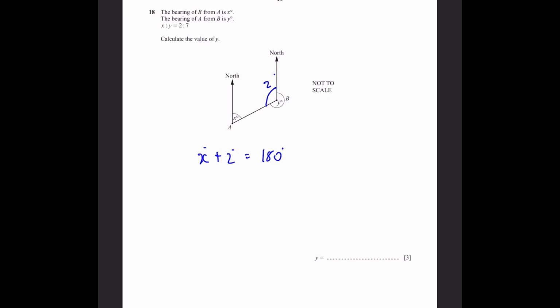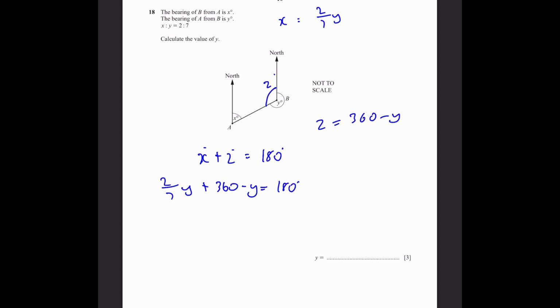And now we can use this ratio. X is to y equals 2 is to 7. So x equals 2 by 7y. Z is nothing but 360 minus y. So we can substitute this value and this value in. So 2 by 7y plus 360 minus y is equal to 180 degrees.